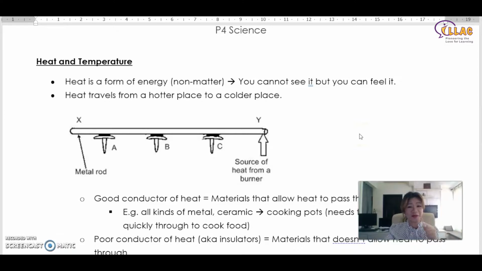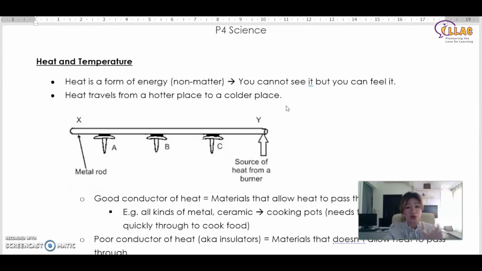Okay, so P4 science, heat and temperature. Remember, this video's objective is to give you the concise, very straightforward keywords that you need in order to answer your exam questions, in order to score well for Section B, the short answer questions. A lot of students usually know the answer, but by the time they write it, they realize they didn't get a single mark for it. Why is that so? Even though they are able to explain, they still don't get the keywords correct. So this video will highlight exactly what keywords you should use in order to score points for your exam.